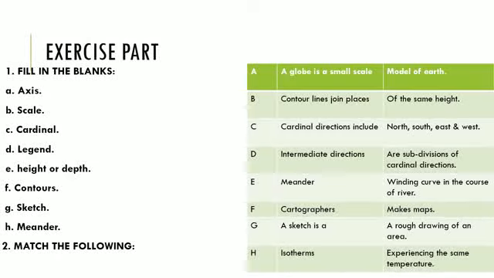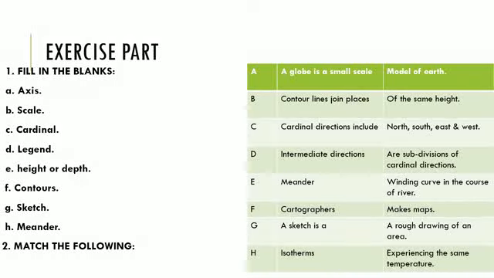E part: various shades of the same color can be used to display the different height of landforms or depth of water bodies. F part: contours are lines that join places of same height. G part: a sketch is a rough drawing of an area. H part: meander is a winding curve in the course of a river.